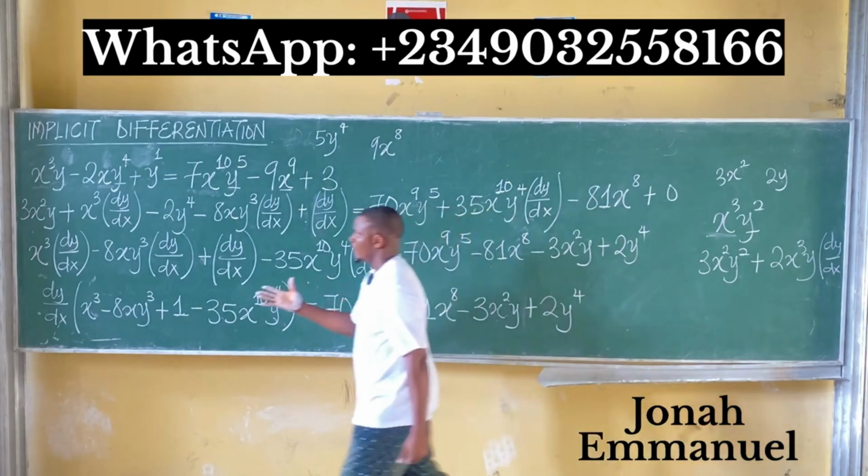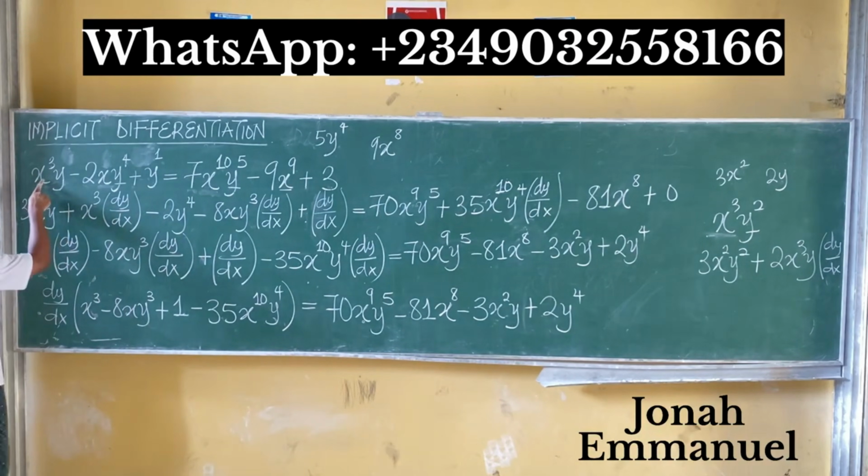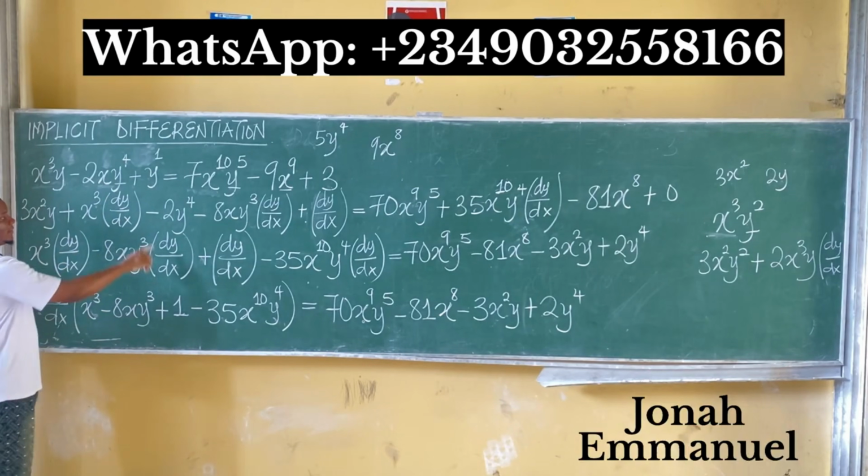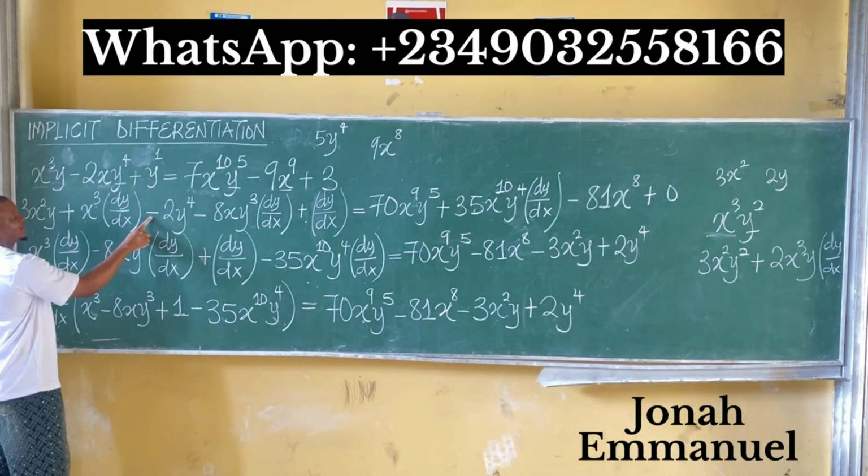So that's what we did here. This is x cubed. Differentiate x cubed. What do you get there? 3x squared. Use 3x squared to multiply the y here. Gives you 3x squared y. Plus differentiate y. If you differentiate y, what do you get? 1. 1 times x cubed gives you x cubed. Whenever you differentiate y, what do you add there? dy dx. The sign is minus, so minus comes down here.